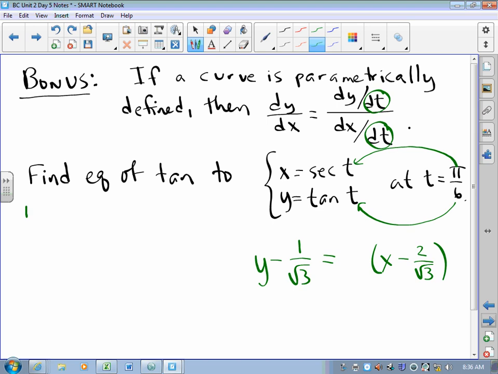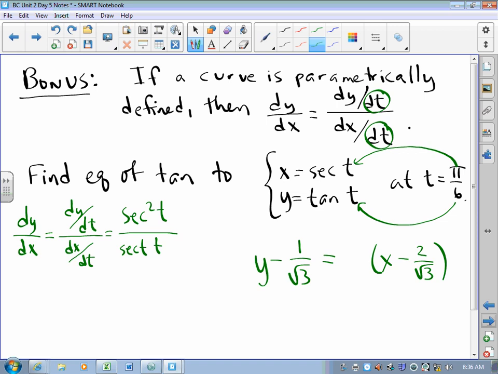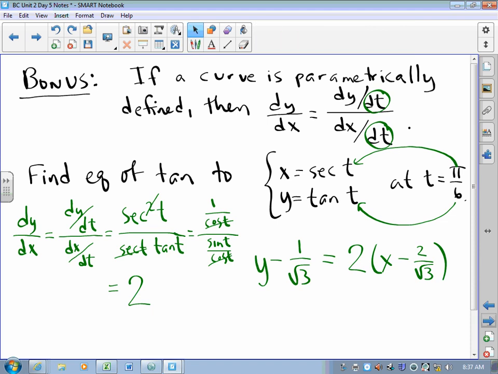To get slope, I need the derivative of y with respect to x. That's dy dt over dx dt. The derivative of y with respect to t is the derivative of the tangent function. That's secant squared t. The derivative of x with respect to t is the derivative of the secant function. That's secant t tan t, and that'll totally mess with your spell check. So that all goes away, and you get, oh, let's see, this is 1 over cosine. This is sine over cosine. The cosines drop out. 1 over sine t evaluated at pi over 6, that's 2. That's 2. And so I can get the equation of a tangent line that way.